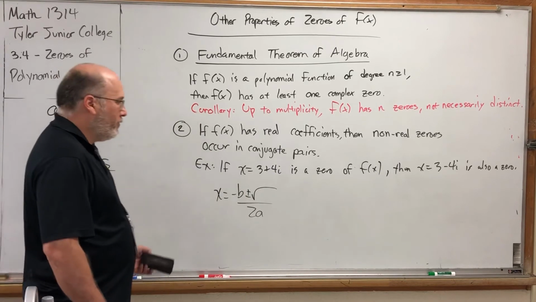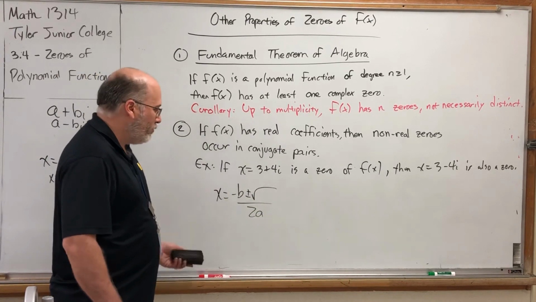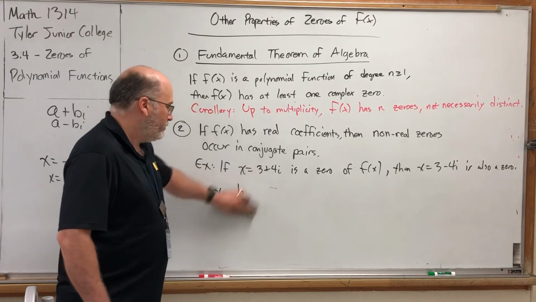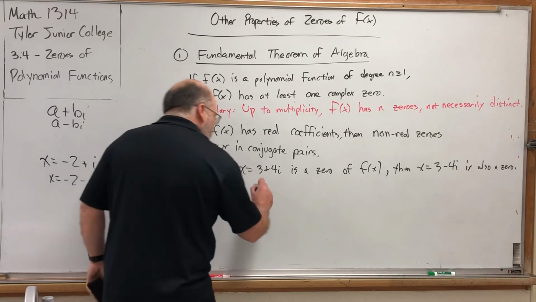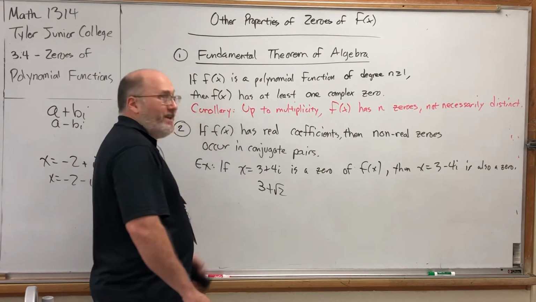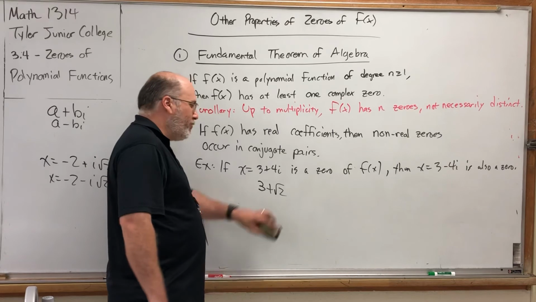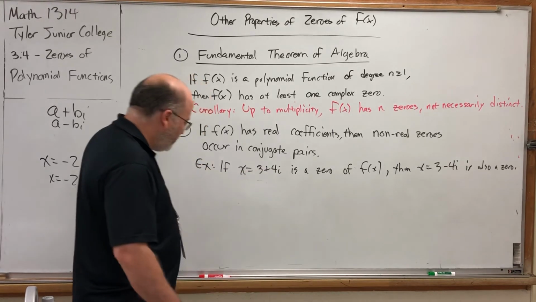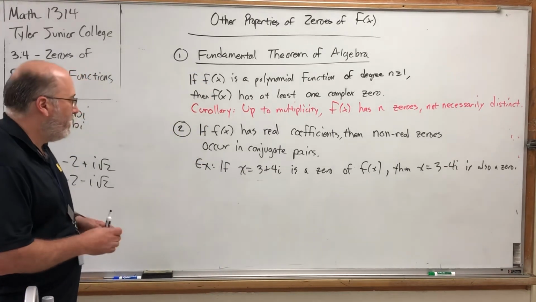You could even go further to say that if you have an irrational number of a certain form, there's a conjugate. So for example, if 3 plus the square root of 2 was a zero of a polynomial, now we have to say integer coefficients, then so would 3 minus the square root of 2. But that's usually not mentioned, so we're not going to worry about that.